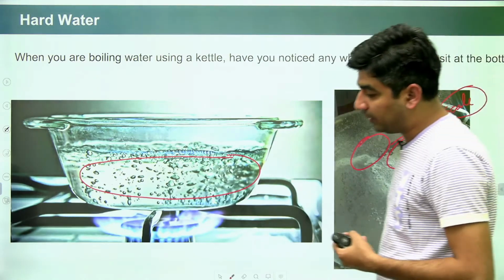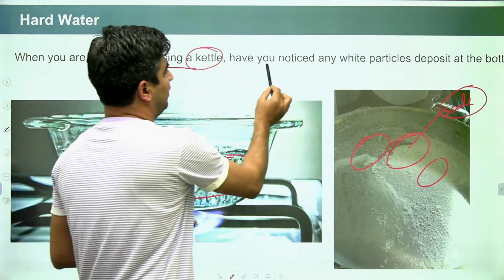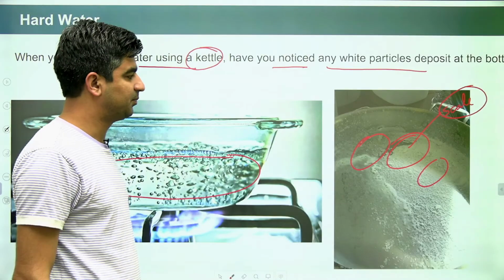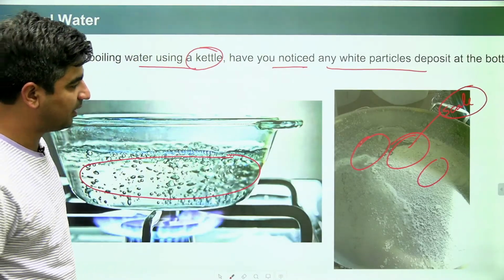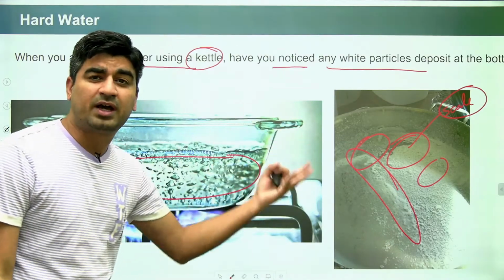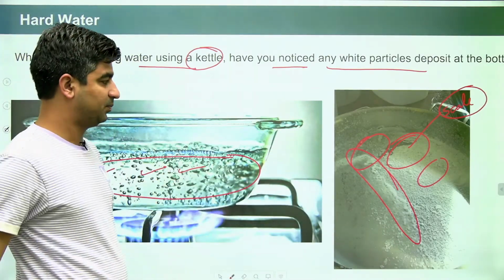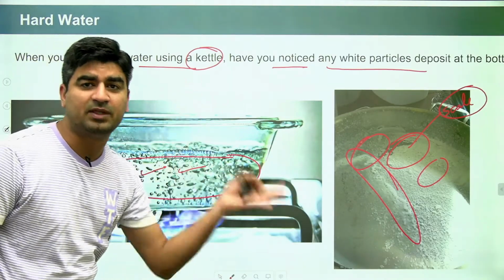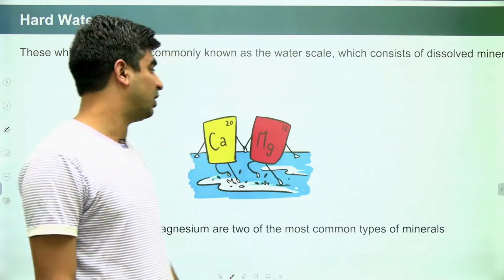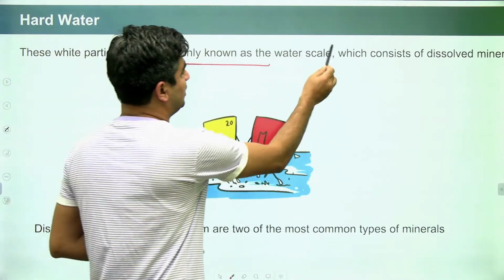So when you are boiling the water using a kettle, have you noticed any white particle deposited in the bottle? Just look at it. So these are all the white particles and you can see them over here, right? So what are these particles and why these particles were not visible here? Only after boiling, when water have been evaporated, only after that these particles are visible. So now point is, these white particles are commonly known as water scale.